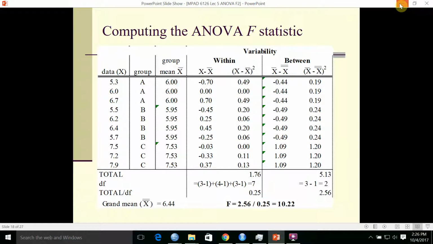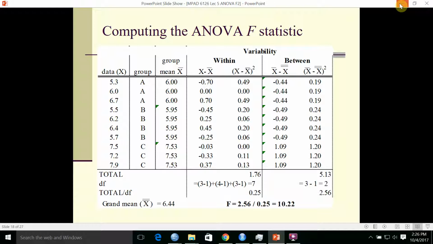So computing the ANOVA F statistic, this is how it would go if we were just going to use algebra all the time. We have the data arranged in spreadsheet type format. We have the individual observations on the far left column. Next we have the groups, site A, B, and C. And then we have the group mean. The group mean for group A was 6, the group mean for B was 5.95, and the group mean for site C was 7.53.